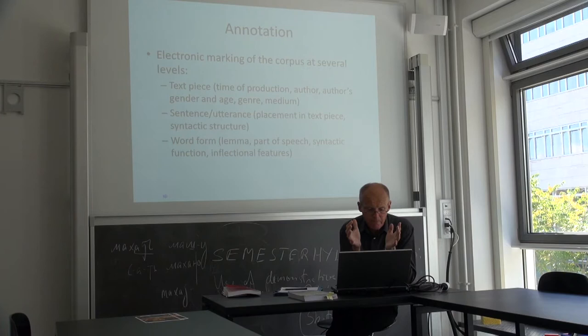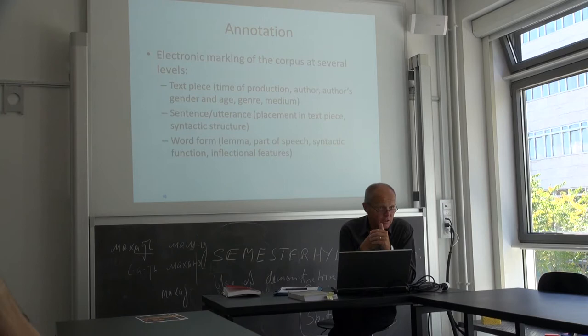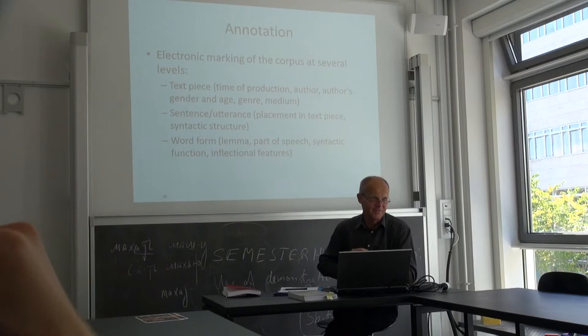At different levels, a text piece, one of the texts put into the corpus, should be marked electronically with the time of production, at least what year it was written, and the author's gender and age. It's not done in many corpora, but it's done by the Russian National Corpus. That's fine, so you can compare texts of the same genre from the same period written by men and women. I haven't heard of anyone who has done so, but it should be possible, and it could be very interesting to try.